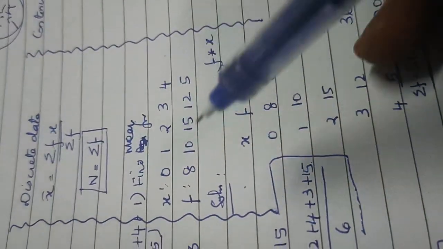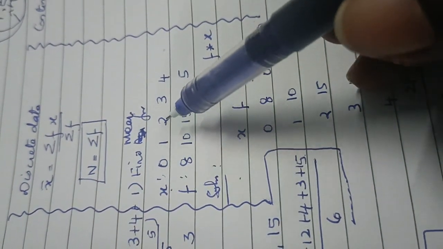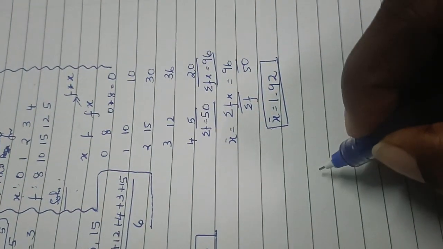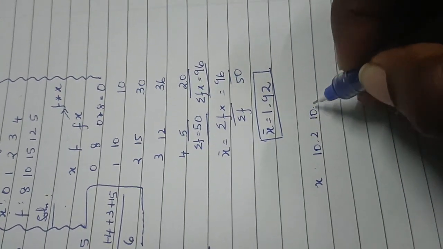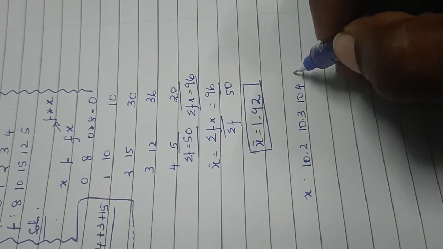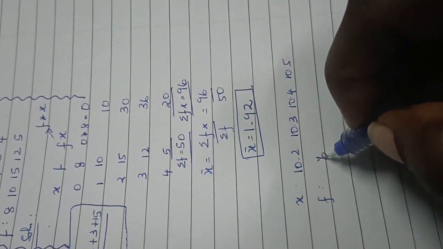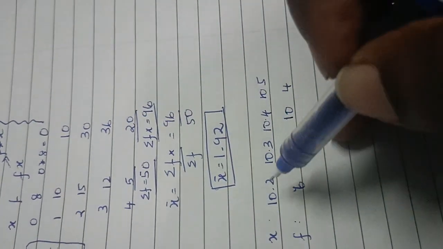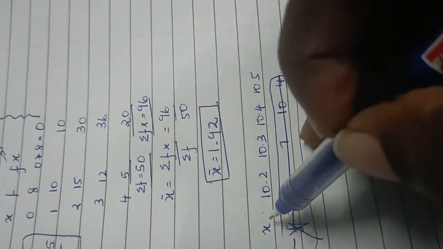How do you know it's a discrete table? Look at the x. The x values are whole numbers, 0, 1, 2, 3, 4. Not just whole numbers, okay? They're just exact numbers. For example, x can be 10.2, 10.3, 10.4, 10.5, or something like that, and f can be 6, 7, 10, and 4. It's just an example. Here we are not bothered about f. f is the frequency. We are only worried about x.